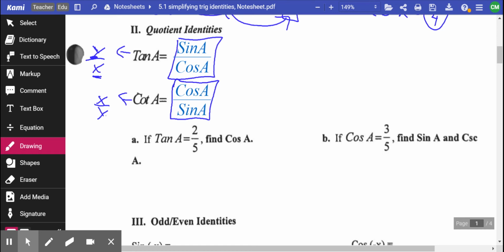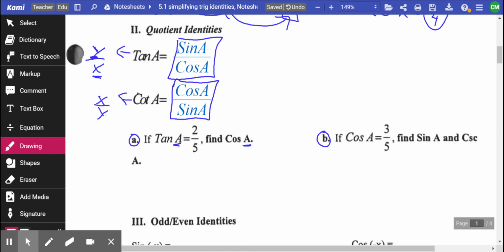Okay, so last thing, these are still kind of review right here. Now it's saying if tangent of A is 2/5, find cosine of A, and it's always going to be the same angle. Like I wouldn't give you tangent of A and then ask you to find the cosine of B. It's going to be the same angle, otherwise you can't work with it. And we're going to assume the angle A is in the first quadrant. We're going to keep everything positive.